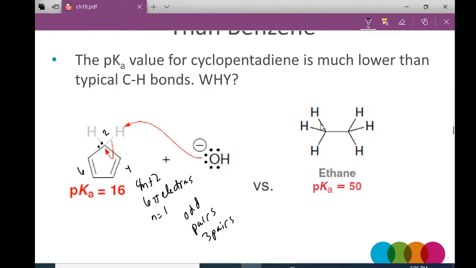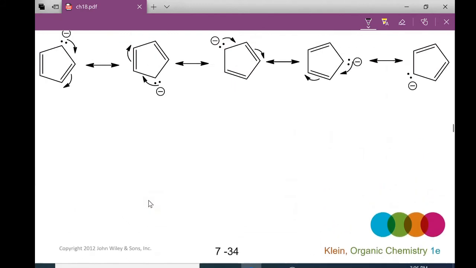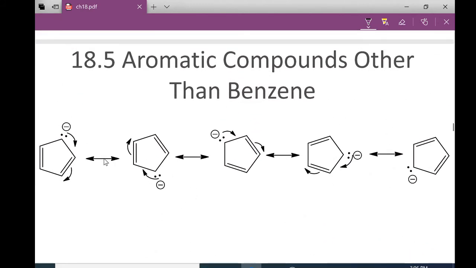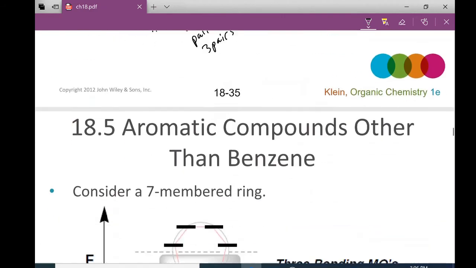Versus something like ethane. Remember, ethane is like the worst acid ever. It's got a pKa of 50. And so it's never going to lose a hydrogen by itself. You have to do something to make a base out of this thing. But in fact, cyclopentadiene is fairly acidic, with a pKa of 16, because it becomes aromatic when it loses that hydrogen. It gets a lone pair on that carbon and becomes aromatic. We can draw resonance structures for that aromaticity.